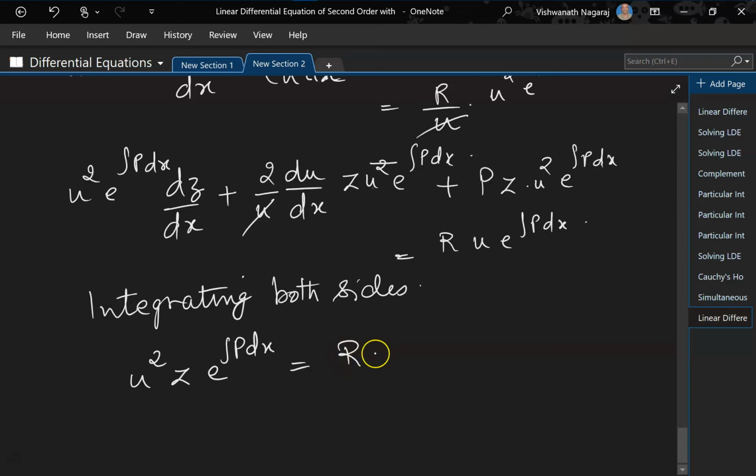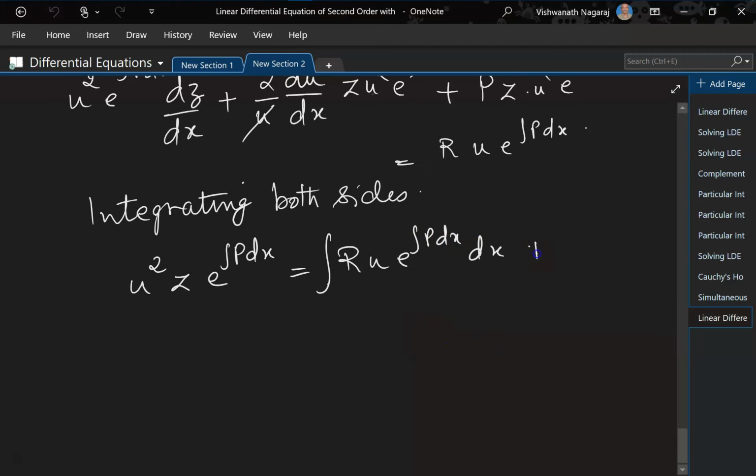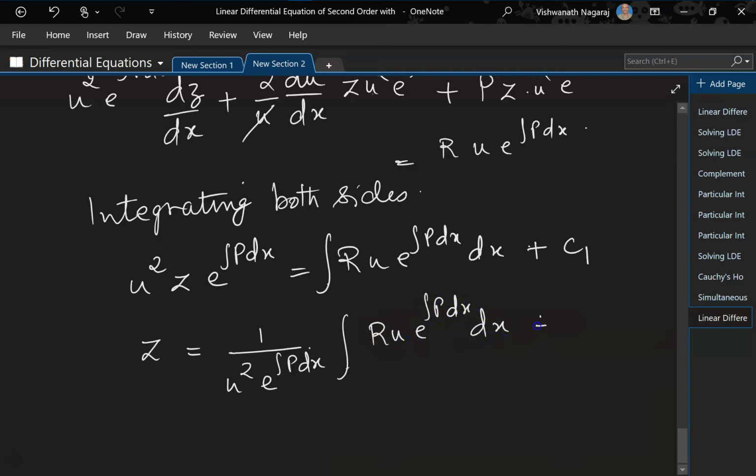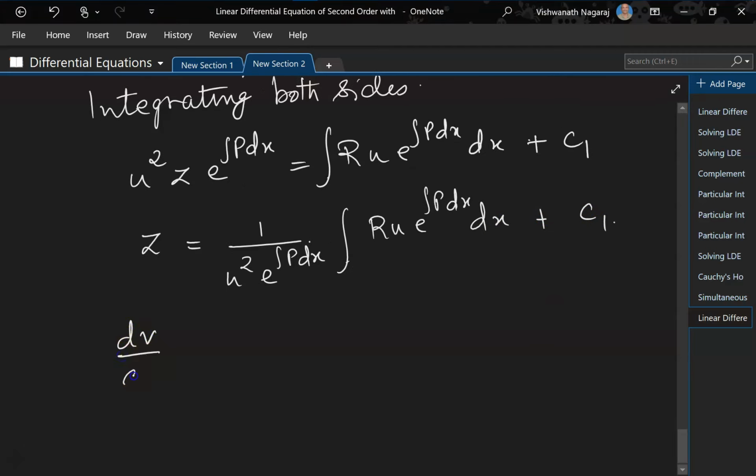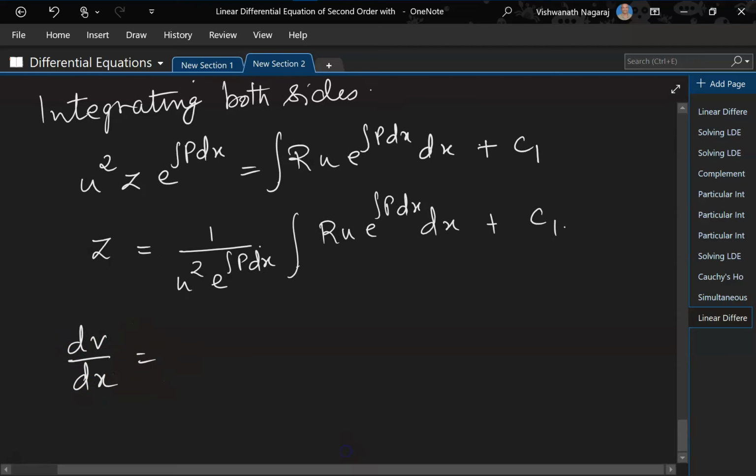And on the right hand side, you have to integrate r u e to the power of integral of p dx dx, and add the constant of integration. Remember, we want z only in the left hand side. So z is equal to 1 by u square e to the power of integral of p dx, times the integral of r u e to the power of integral of p dx dx plus C1. Now remember, z is nothing but dv by dx. This is a substitution that we had.